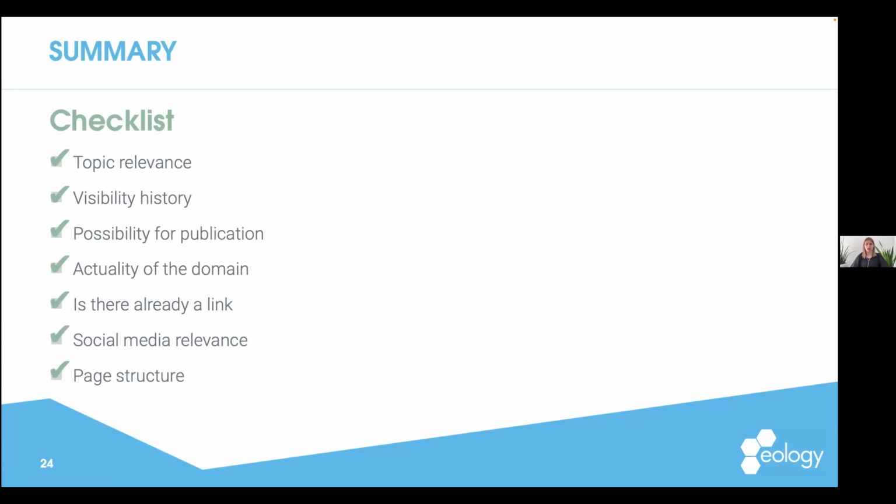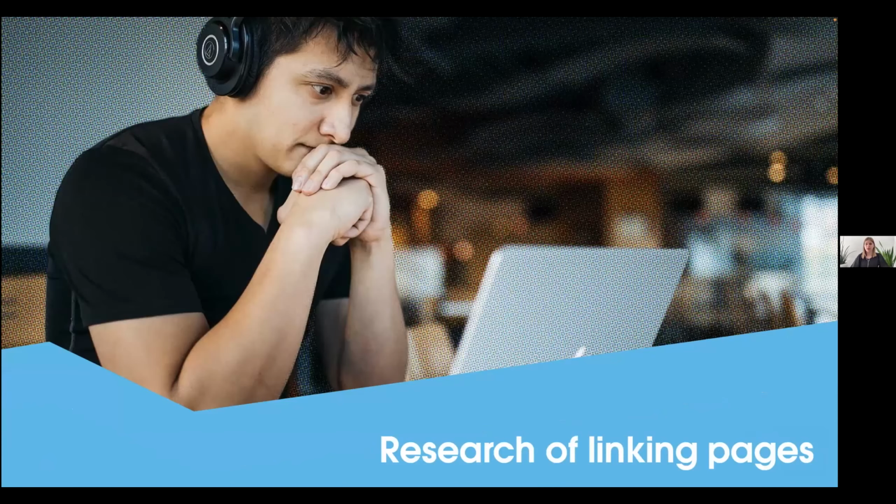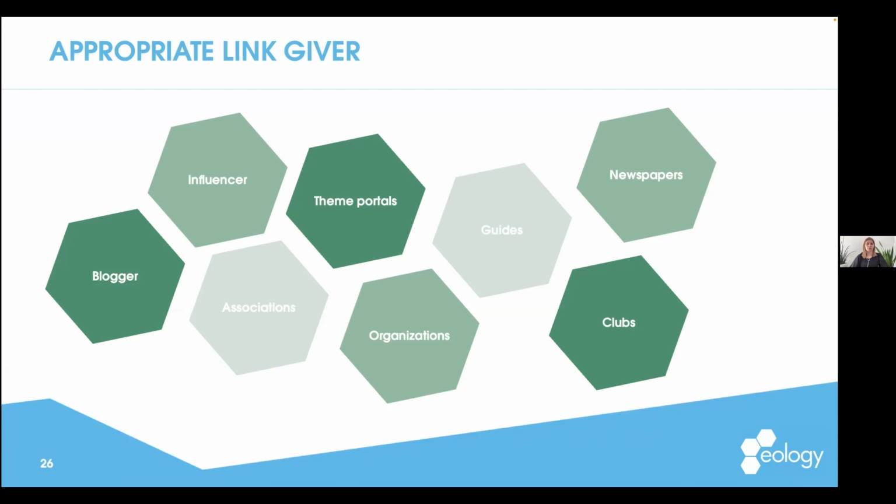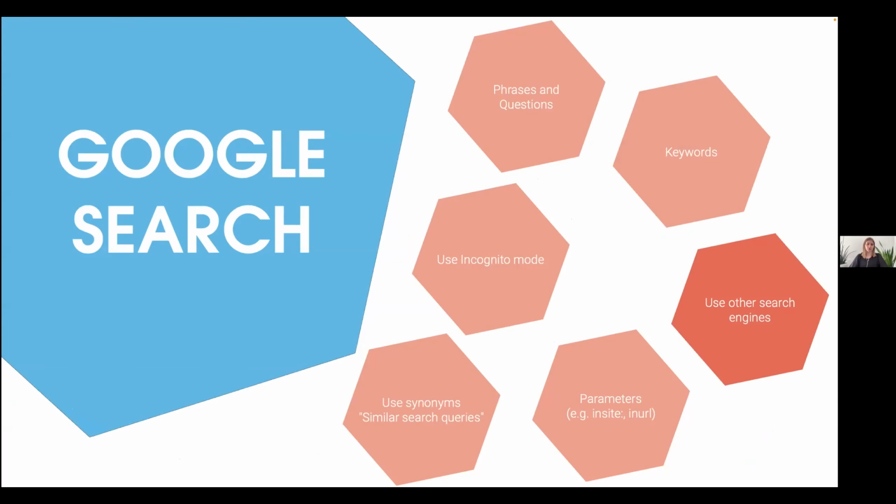So now we know what quality criteria should be considered when looking for linking websites. Now we can go over to the next step, the research of linking pages. The appropriate link giver can be, for example, influencers or influencer websites, bloggers with their blogs, associations, theme portals, guidebooks, organizations, clubs, or even newspapers or magazines in your special topic. And how do we find them? Where do we find them? Of course, we use the Google search.